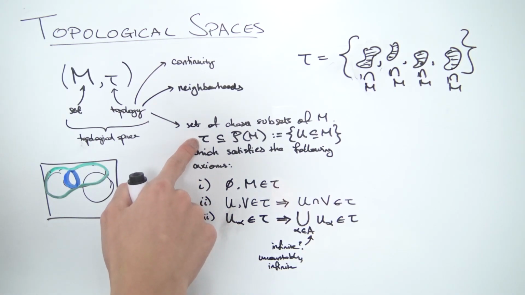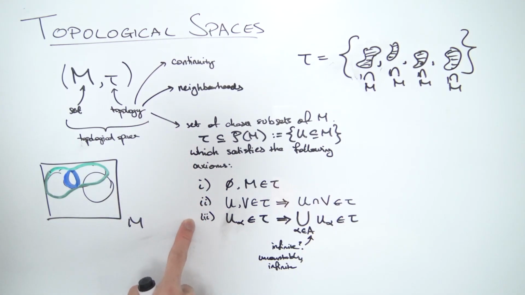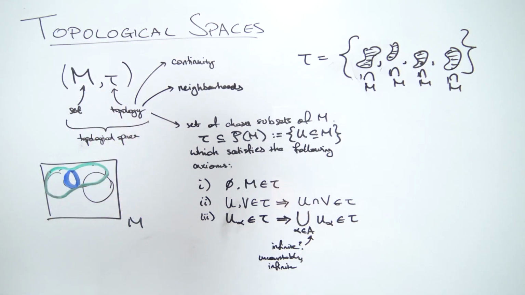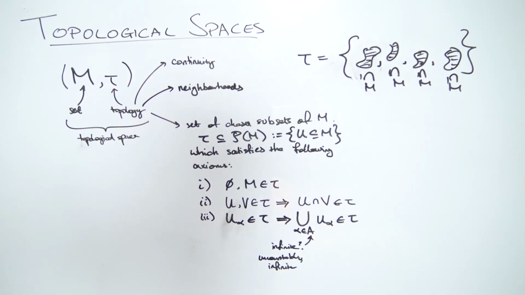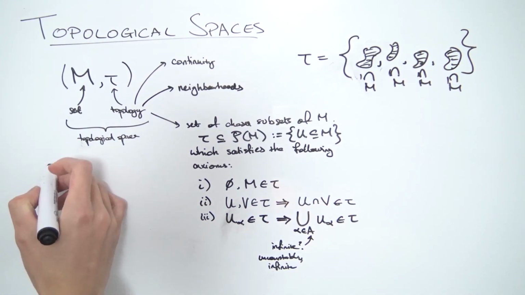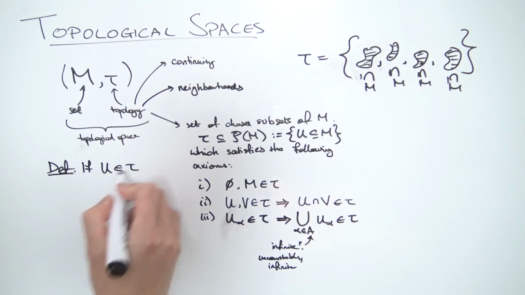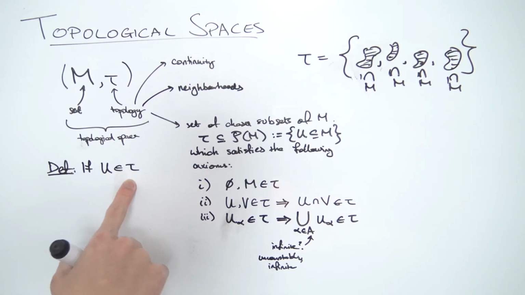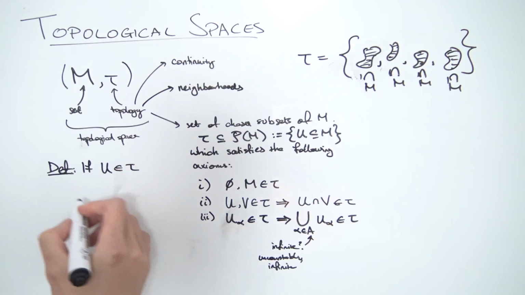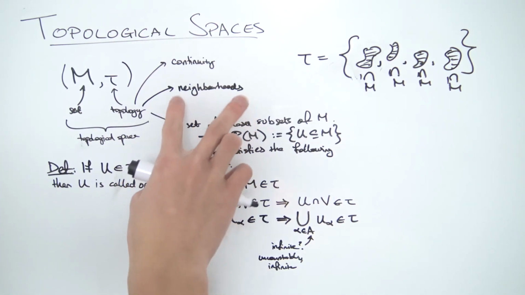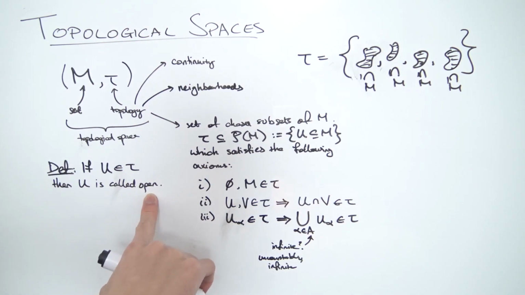So if our topology, tau over here, satisfies these axioms, then the space M with the topology is called a topological space. So before we go any further with examples and so on, it's important to make a couple of definitions. If a subset U is in your topology, so these U's, we were calling them neighborhoods. So if we have some neighborhood, then we call this neighborhood open. So basically, whenever we have a neighborhood, that's how we used to think about it. Now we're just going to call them open sets.